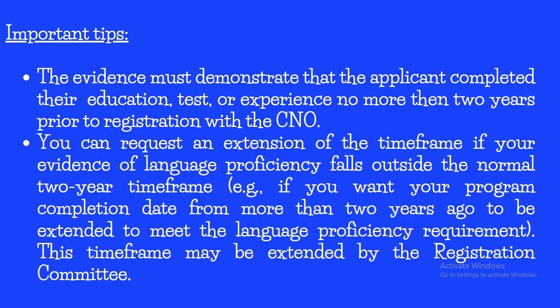For this case you will have to contact the registration committee of the CNO, and then they will decide whether they want to accept your language results beyond the 2-year time frame or not, based on whatever explanations you give, right? And I must tell you that these things take time. They are a very time-consuming and lengthy process. The registration committee may take up to 9 months to give their decision about your application or appeal. So you must start this process at the very beginning when you have started your CNO registration process, right?